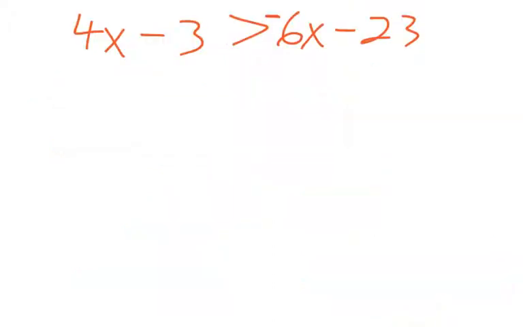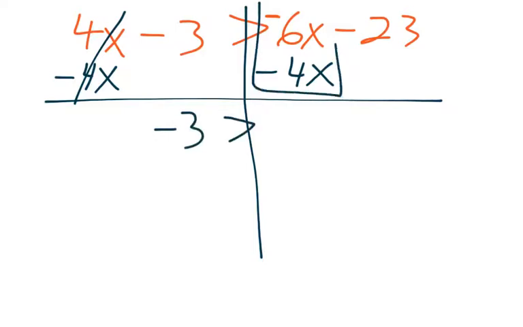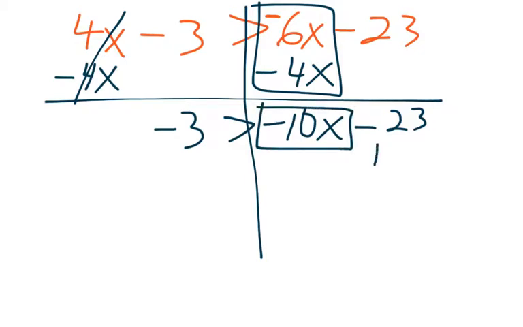So again, here's the same exact problem. We're going to subtract 4x from both sides. And it's always a good idea, that I mentioned in the previous one, to draw a line through that inequality symbol, because that separates your two sides and helps you stay organized. So on the left-hand side, we have negative 3. That's going to be greater than, these will combine to be negative 10x minus 23. And now we have to isolate the negative 10x, so we're going to add 23 to both sides.